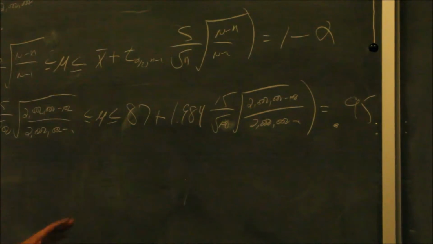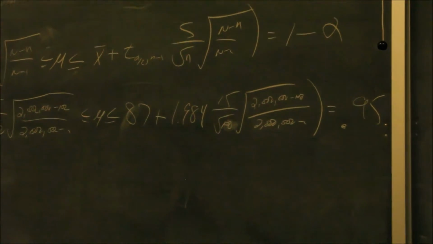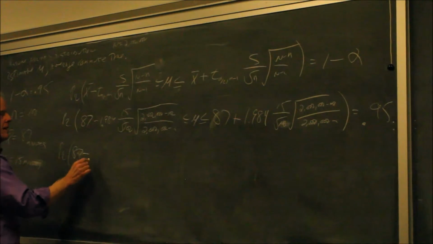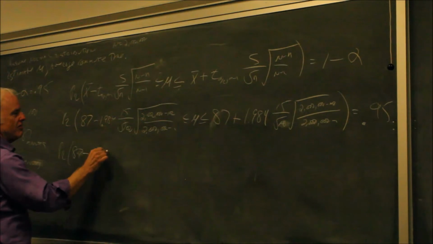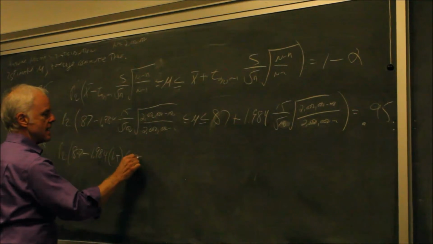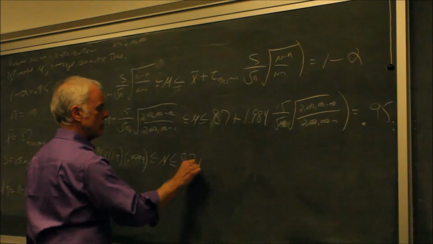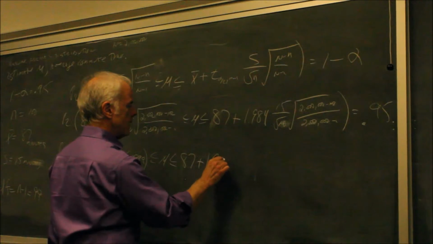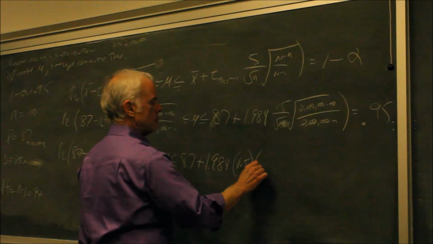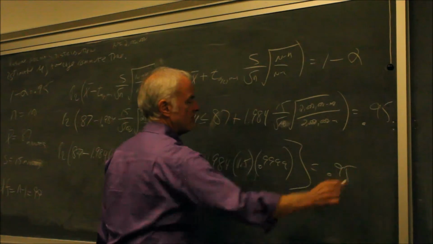A little better board management, have to go on the other side. And so then we just solve over here. So we got probability 87 minus 1.984 times 1.5 times 0.9999 less than or equal to mu less than or equal to 87 plus 1.984 times 1.5 times 0.9999 is equal to 0.95.